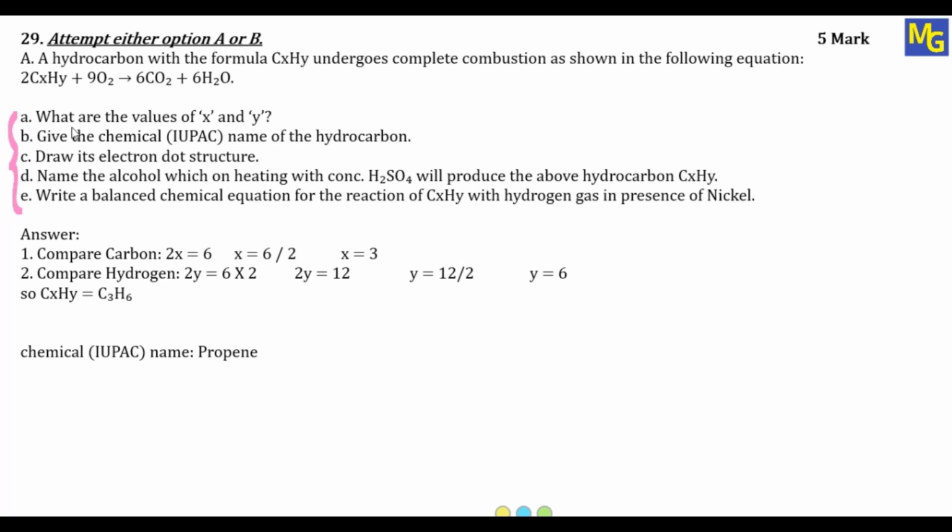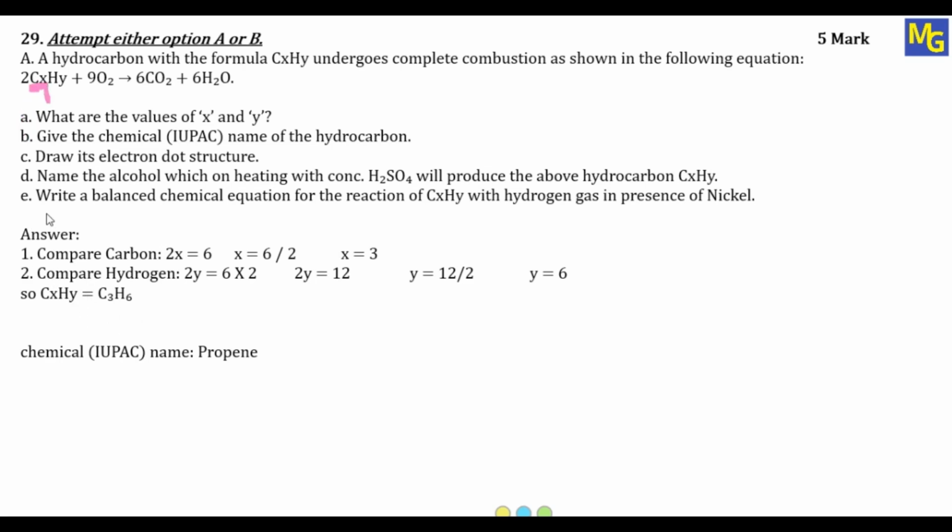Question 1. What are the values of x and y? Give the chemical, that is IUPAC, name of this hydrocarbon. Draw its electron dot structure. Name the alcohol which on heating with concentrated H2SO4 will produce the above hydrocarbon. And then write the balanced chemical equation for the reaction of this hydrocarbon with hydrogen gas in presence of nickel. So very simple questions which are all related to this reaction.